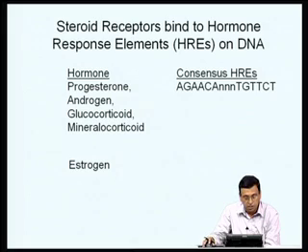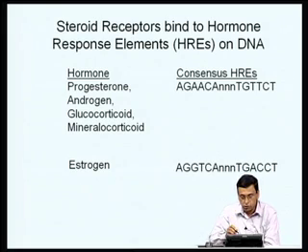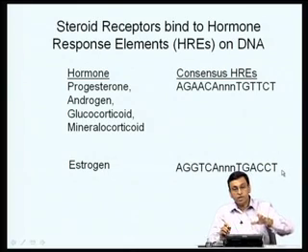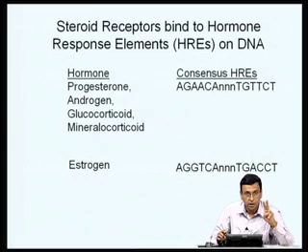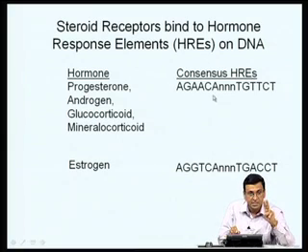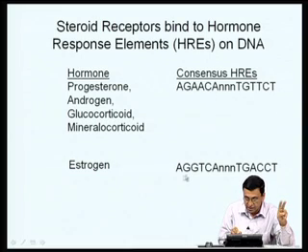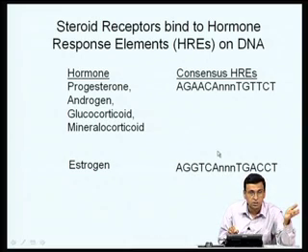Similarly, the estrogen receptor binds to a sequence called AGGTCA, three nucleotides, TGACC. So you can say the only difference between an estrogen response element and a glucocorticoid response element is two nucleotides. If the sequence is AGAACA, it becomes a glucocorticoid response element. Instead of AGAACA, if it is AGGTCA, it becomes an estrogen response element.